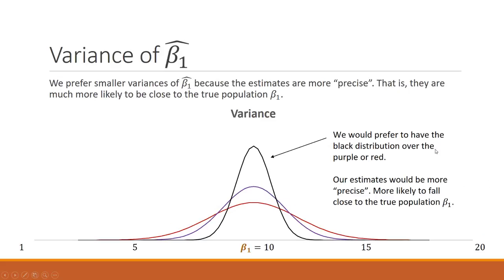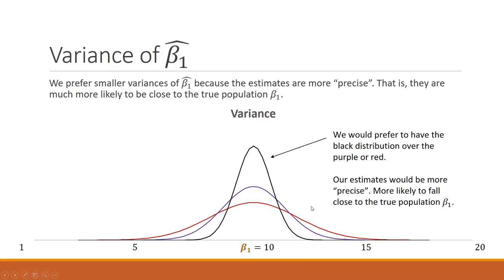All right, so we would prefer to have a variance of beta 1 hat that's smaller. The smaller the variance of beta 1 hat, the more precise the estimate is. So that is to say that the smaller the variance, the more likely it is that we will find a beta 1 hat that's close to the true beta 1. So we would prefer to have this black distribution than this red distribution.